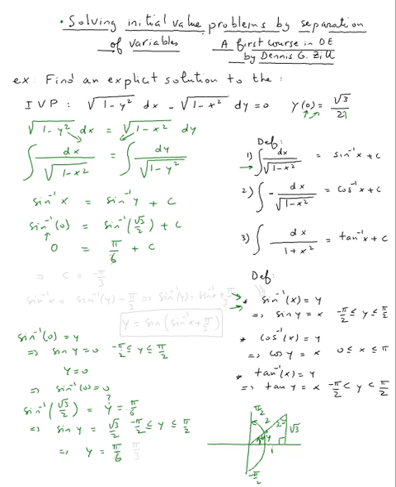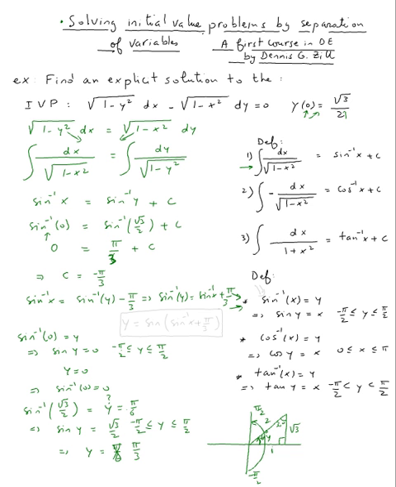60 degrees is pi over 3. So this is pi over 3. So therefore c is going to be equal to negative pi over 3. Right? So plug it in there. Sine inverse of x is equal to sine inverse of y minus pi over 3. We're looking for y. So sine inverse of y is equal to sine inverse of x plus pi over 3.